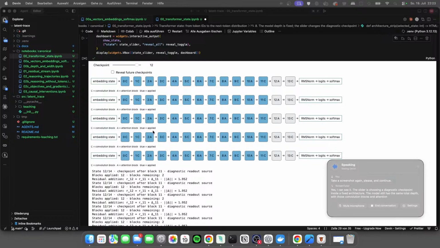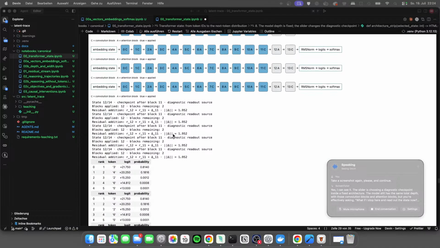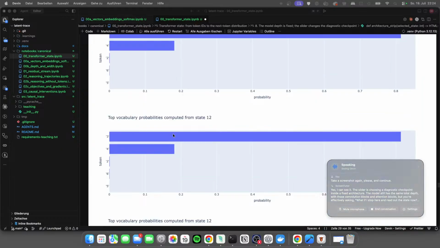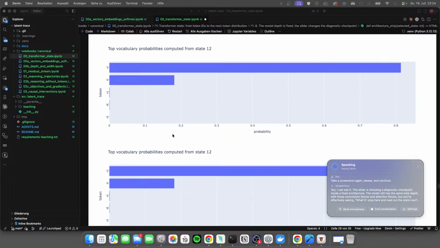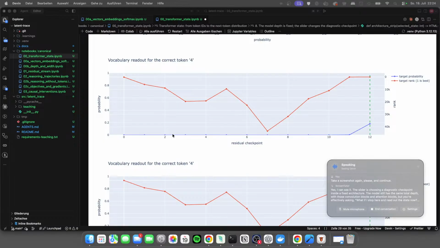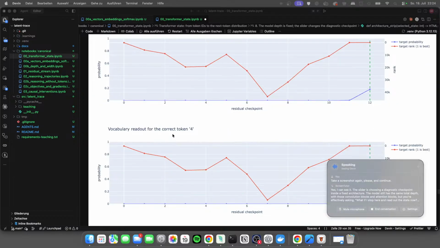Yes, I can see it. The slider is choosing a diagnostic checkpoint inside a fixed architecture. The model still has the same total depth, with those convolution blocks and attention blocks. But you're effectively asking, what if I stop here and read out the state now? When you do that, you take the current hidden state, apply the final normalization and the output head, and you get logits and probabilities for the next token. So, yes, if you cut off earlier, you often get a different output because the later blocks haven't refined the state yet. It's a bit like pausing a thought mid process versus letting it finish. Same brain, same rules, just a different point along the path.